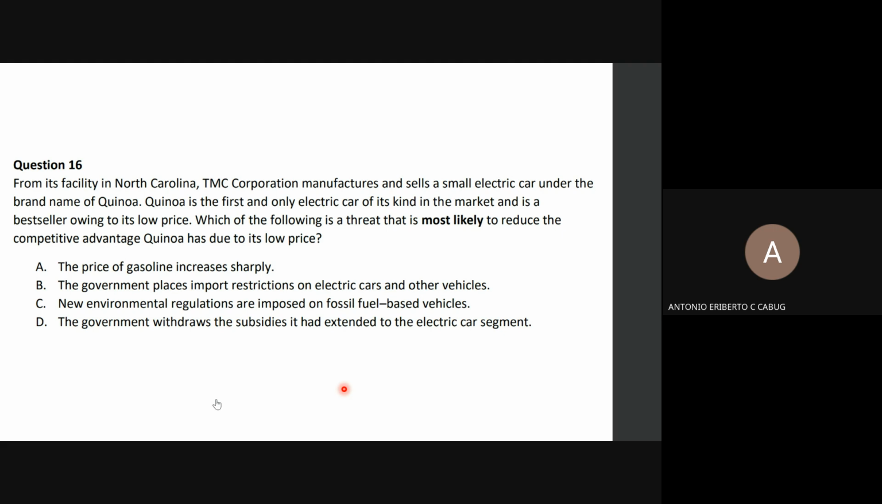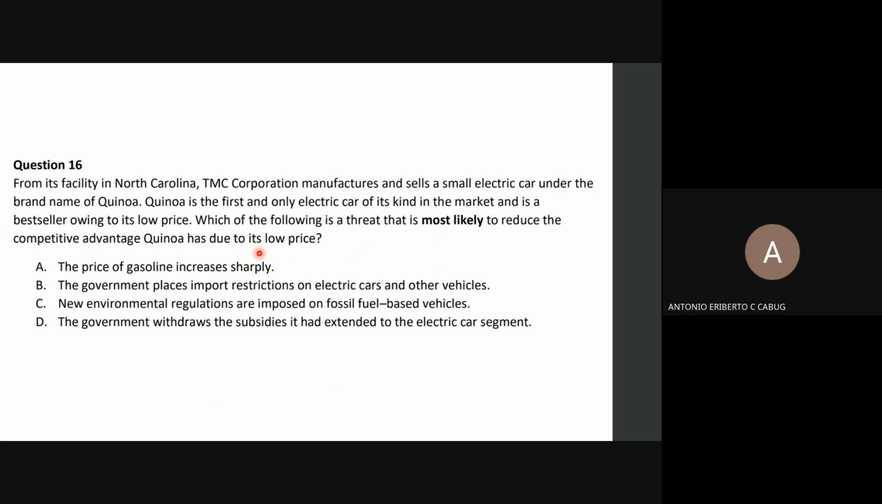Okay, this will be the last one for today. From its facility in North Carolina, TMC Corporation manufactures and sells a small electric car under the brand name Kinoa. Kinoa is the first and only electric car of its kind in the marketplace and is a bestseller owing to its low price. So the question is, which of the following is a threat that is most likely to reduce the competitive advantage of Kinoa? That Kinoa has due to its low price.